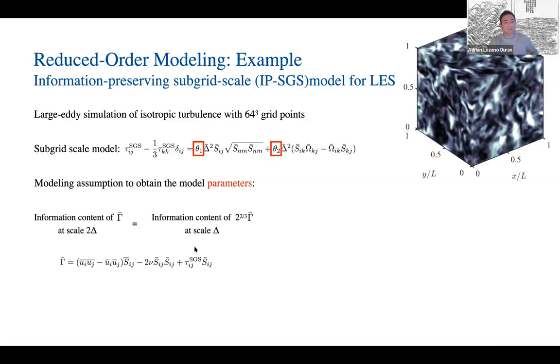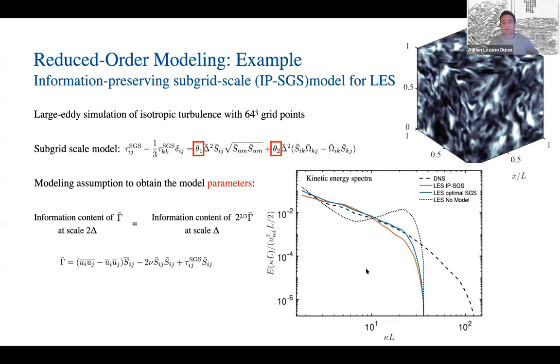So this model is just, we impose this condition, and this condition is the one that we use to get these two coefficients. And then we run the case. This is what we got. What I'm showing here is the prediction that we got for the kinetic energy spectra. There are 4 cases here. The dashed line is a DNS. The red line is the actual model that here we are calling information preserving subgrid-scale model. The dotted line is no model.